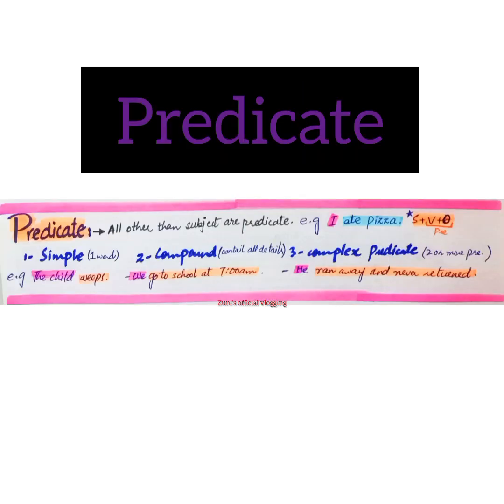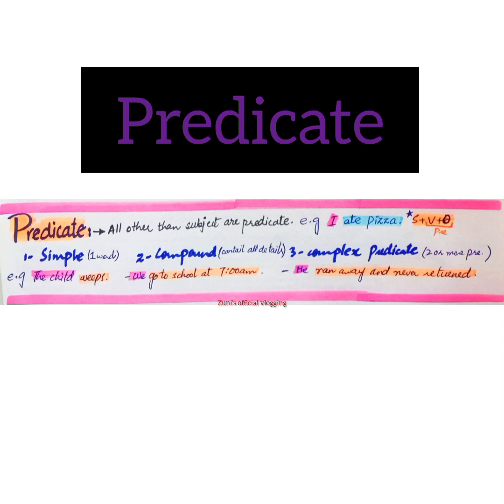So the next concept is the predicate, and everything other than the subject is called the predicate. For instance, I ate pizza. In this sentence, ate pizza is the predicate. Simply we can say the verb and object is called the predicate. And the predicate also has types. A predicate can be simple, compound or complex. A simple predicate contains one word. For example, the child weeps. In this sentence, weeps is the simple predicate.